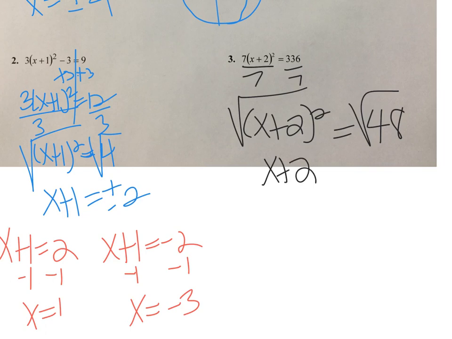left over here, and on this side I have the square root of 48, which is not a perfect square. Okay, I know it's 6 point something, it's very close to 7, but we are not going to try and round this because we're going to be inaccurate if we do that. So what we're going to do is simplify our square root.